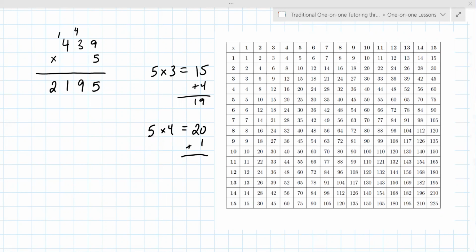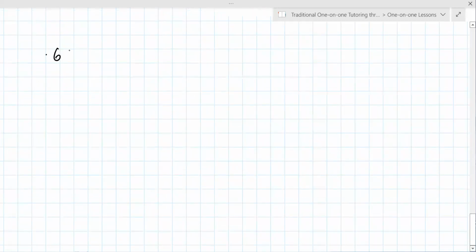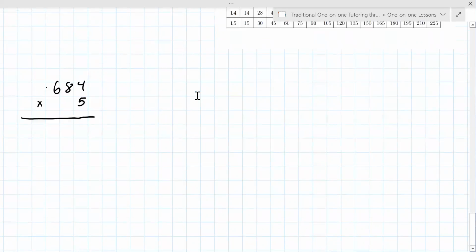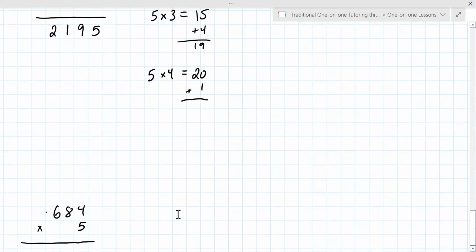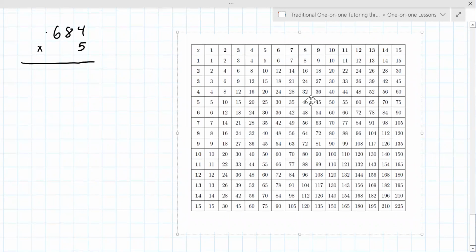Okay, you ready to try another one? Yes. We're going to work on this together. So let me grab another problem here. Let's go 684 times 5. Again, we'll use 5. I like 5 a lot here. So let me grab this table and put it down here.